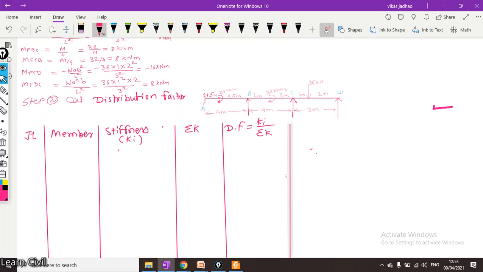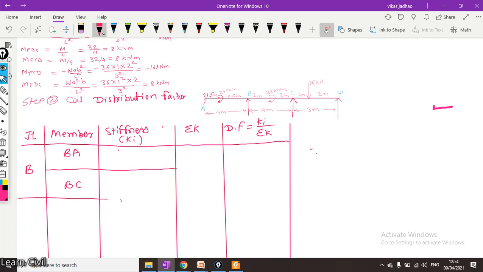So we'll be calculating the distribution factor. We have two joints here, that is joint B. At this particular joint B, two members are meeting, that is BA and BC. So write down here BA and BC like this. Now the second joint is joint C. At this particular joint C, two members are meeting, that is CB and CD. Close this table.